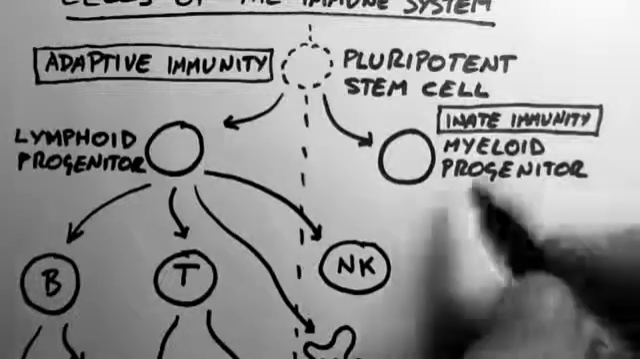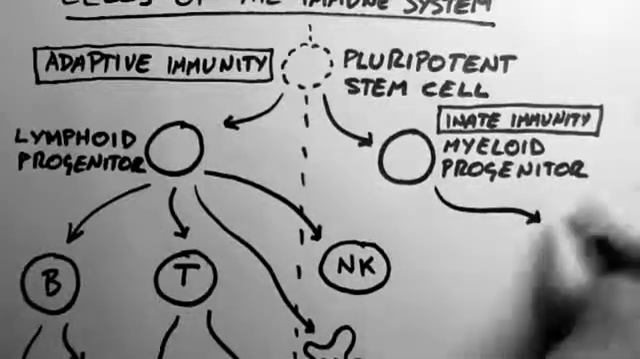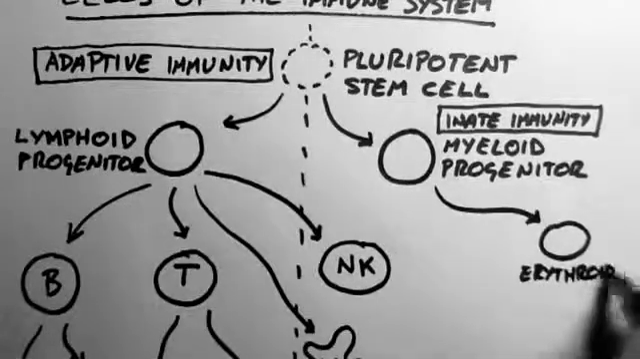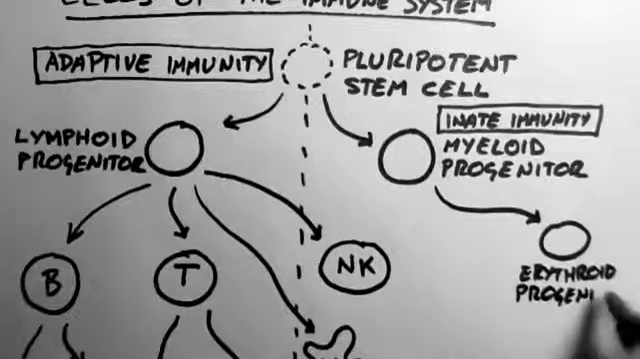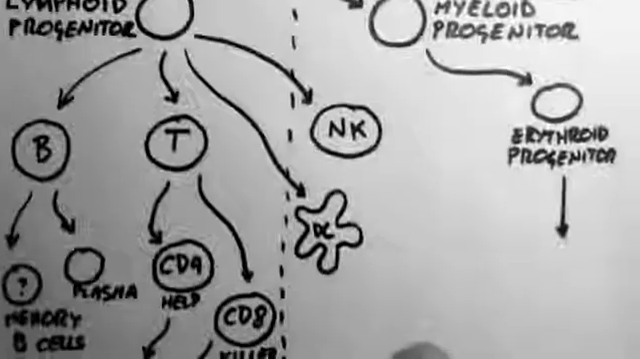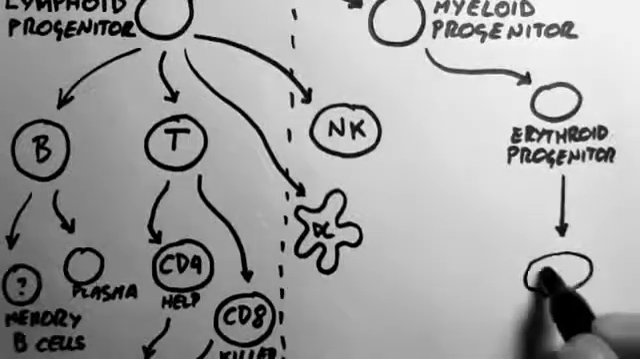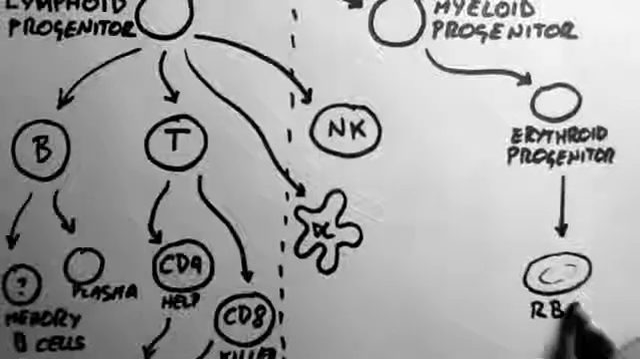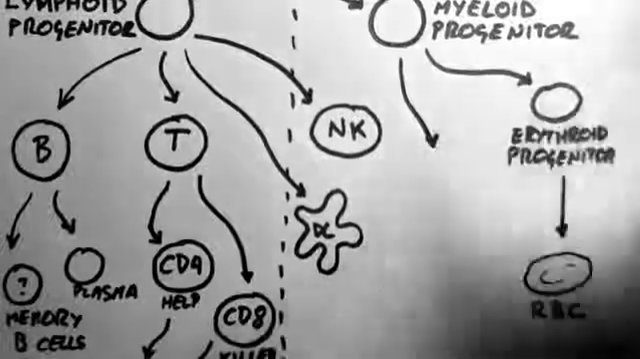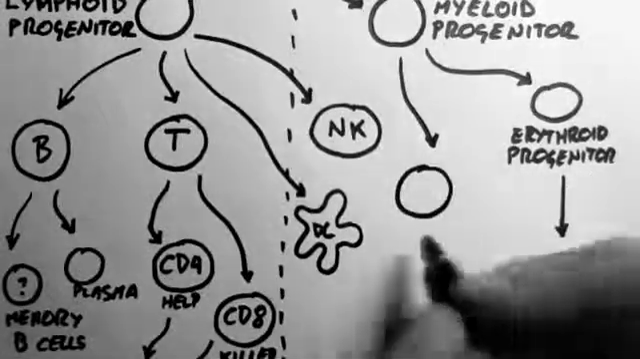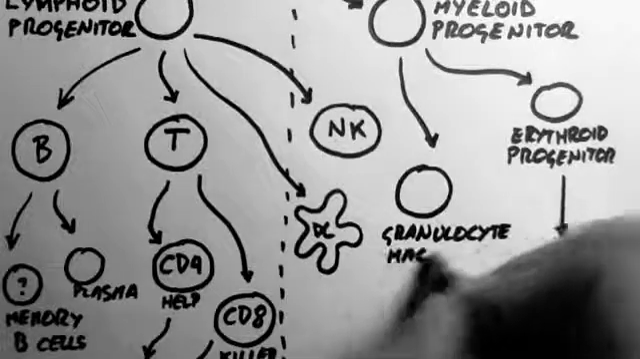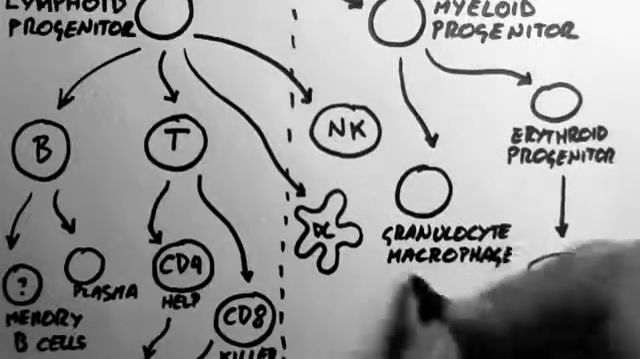First, let's get something out of the way that's got nothing to do with the immune system. The myeloid progenitor can give rise to the erythroid progenitor. Now this gives rise to erythrocytes, also known as red blood cells. The other thing that this can give rise to is the granulocyte macrophage progenitor.